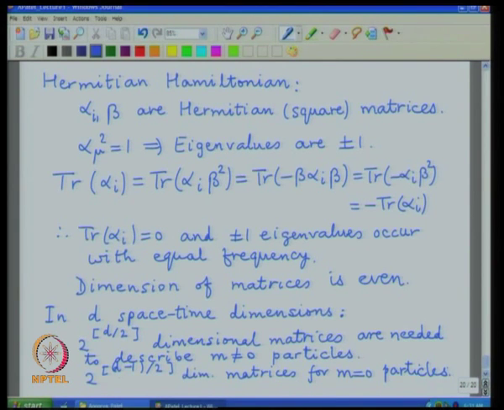And so, in our 3 space and 1 time dimensional world, this is 2 raised to 3 by 2, the integer part is just 1, and 2 by 2 matrices will be enough, and these are the 3 Pauli matrices. We can use the Pauli matrices in place of alpha, and beta is not required because the mass of the particle happens to be 0. So, these are the general results of the matrix dimensionality needed with respect to the number of matrices.